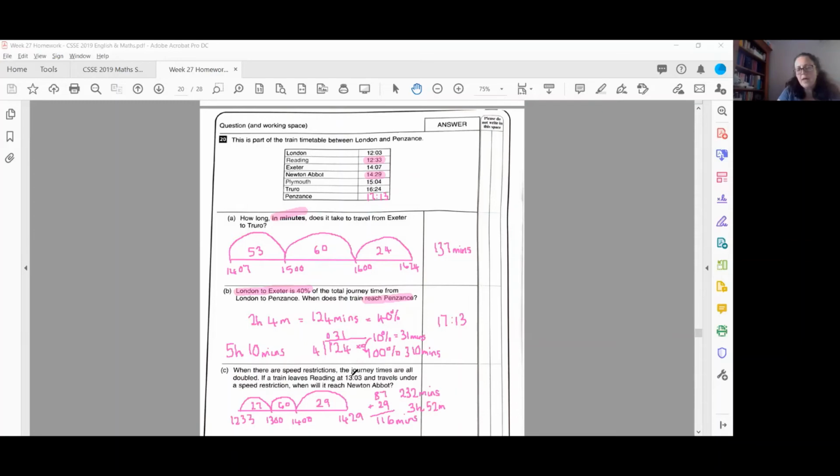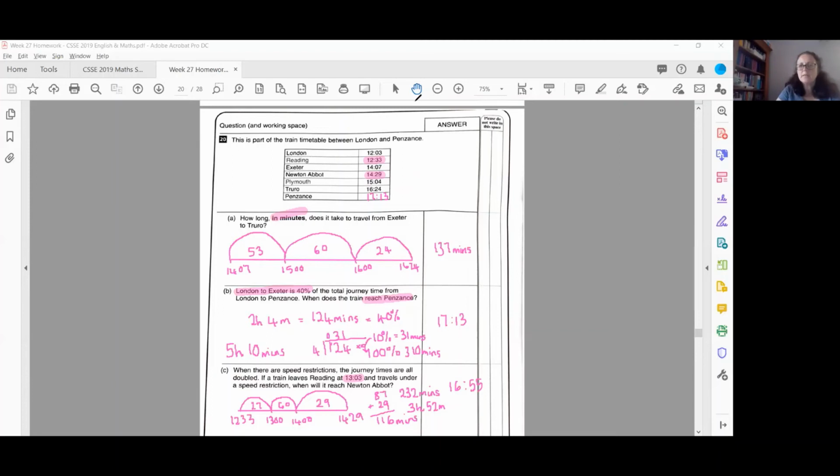I'm leaving at 13:03. Okay, so that's my departure time. So I need to add 3 hours and 52 minutes to that. So 1300 add 3 hours will be 1600, and 3 add 52 will be 55. So I will reach Newton Abbot at 16:55.